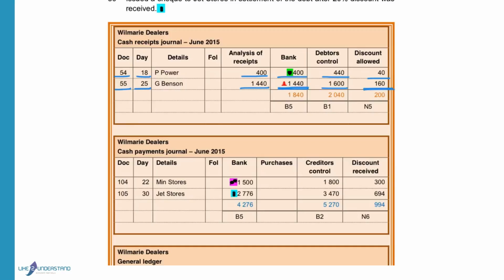In the cash payments journal, we will indicate that check number 104 was given to Mint Stores. The amount on the check is 1,500. In addition to the 1,500, they allowed 300 Rand discount, so we will reduce the creditors with 1,800 Rand.